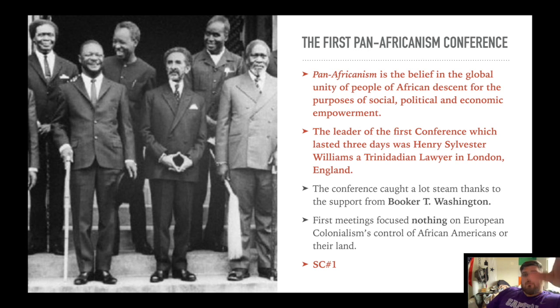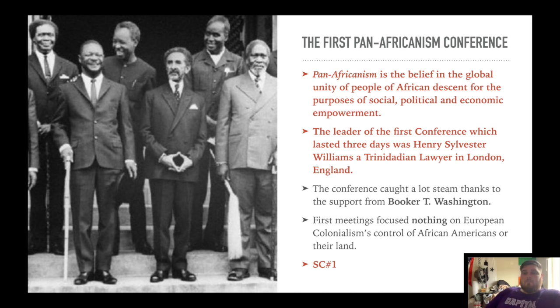So, Pan-Africanism is the belief in the global unity of people of African descent for the purpose of social, political, and economic empowerment. Basically, this means that all Africans, African Americans, you can be from Scotland, you can be from Great Britain, you can be from anywhere. If you have any sort of African in you, you fit into this.